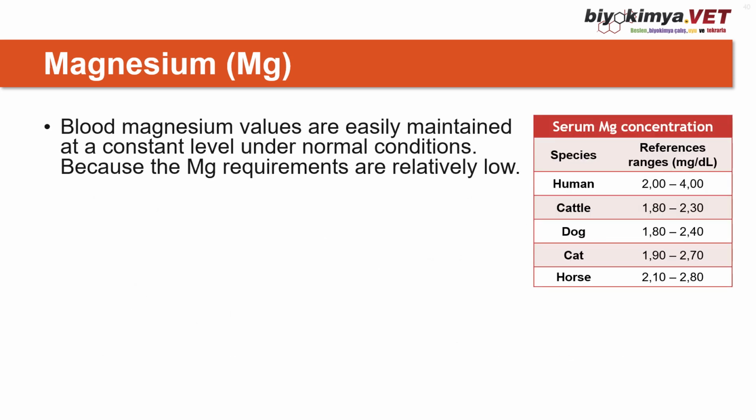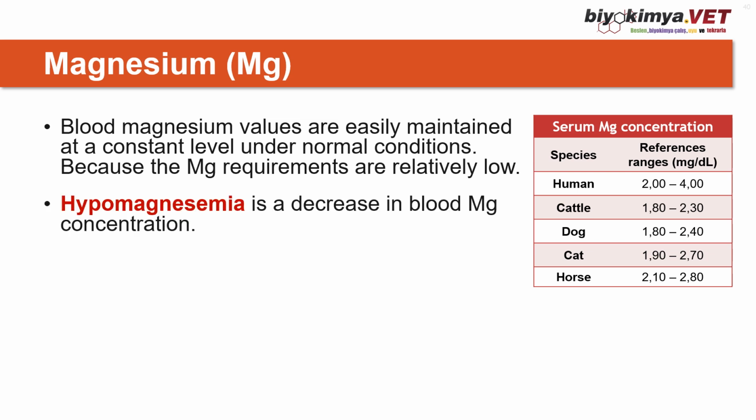Blood magnesium values are easily maintained at a constant level under normal conditions because the magnesium requirements are relatively low. And here in the table, you see the reference ranges of serum calcium concentration in different species. And you can compare these values with the calcium and phosphorus values. Hypomagnesemia is a decrease in blood magnesium concentration.